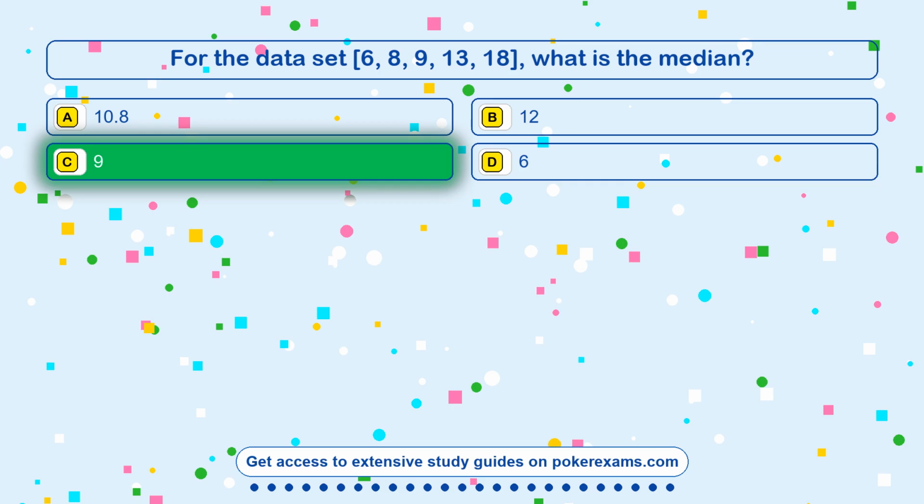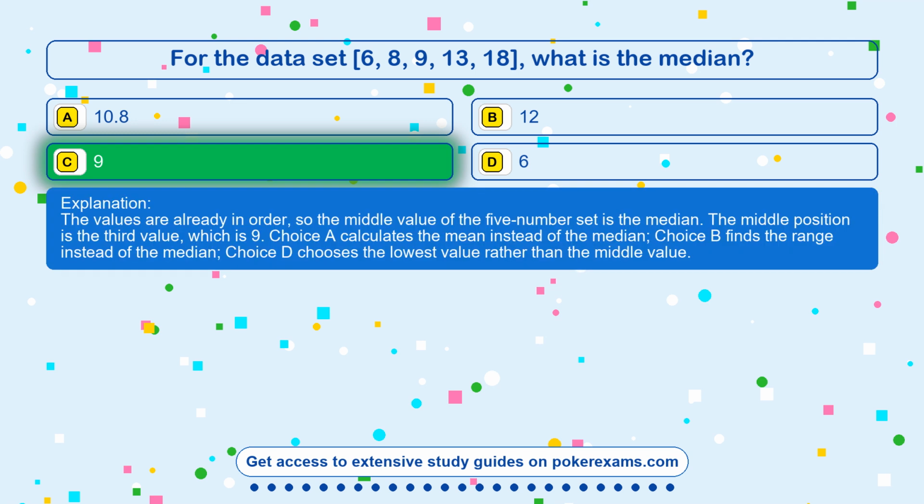The correct answer is option C, 9. The values are already in order, so the middle value of the 5-number set is the median. The middle position is the third value, which is 9. Choice A calculates the mean instead of the median, choice B finds the range instead of the median, choice D chooses the lowest value rather than the middle value.